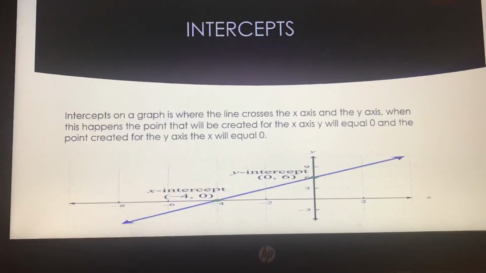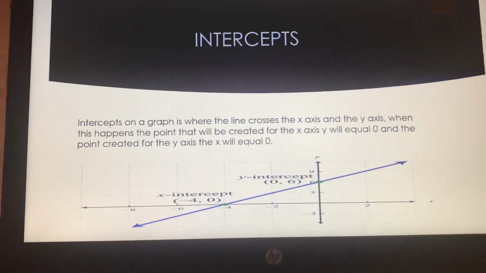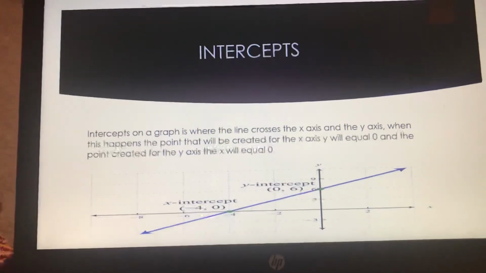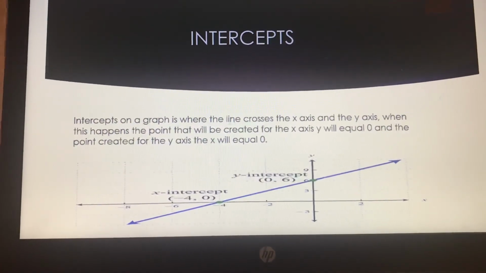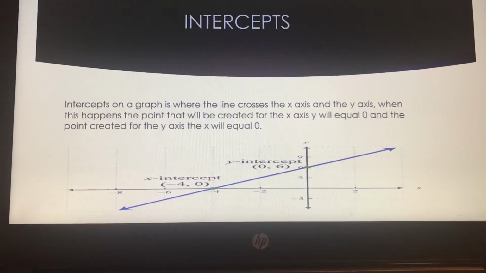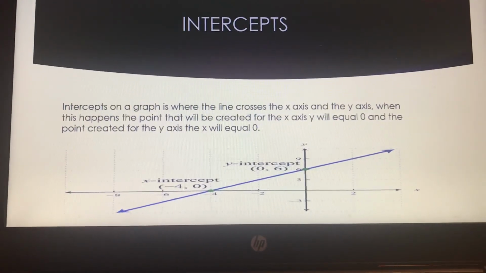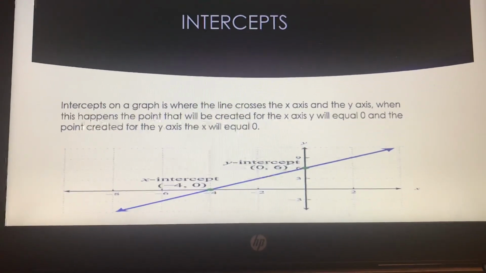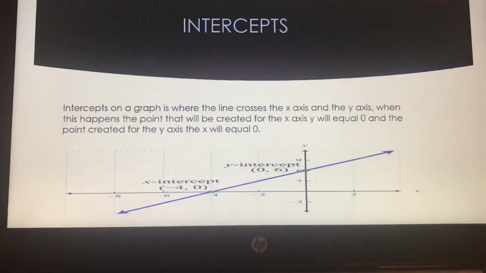Okay, the intercepts on the graph are where the line crosses the x and the y axis. When this happens, the point for the x-intercept would be the number for the x and 0, and the y-intercept would be 0, and then whatever the y is where it hits on the y-axis. Later on, I think next week, we'll be talking about how to solve algebraically for this. But for now, you're just looking at the graph to see where it crosses the x-axis and the y-axis.